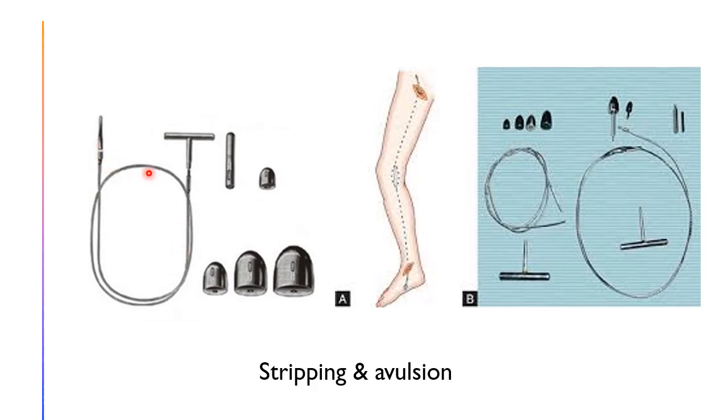Once you have attached a head, you push the stripper down from the saphenous vein right down the leg. Then at the tip where the head is attached, once it's in place, you can slowly apply some traction and pull the dilator until it brings along with it the long saphenous vein. Okay, this is known as the stripping of the saphenous vein.